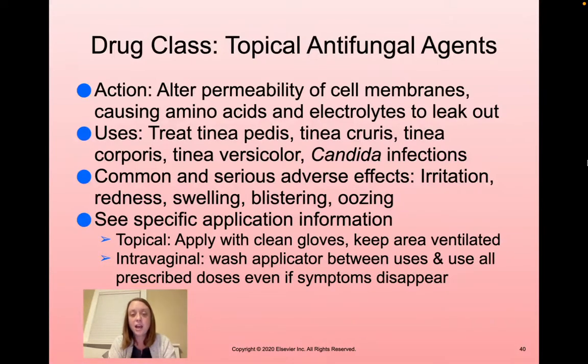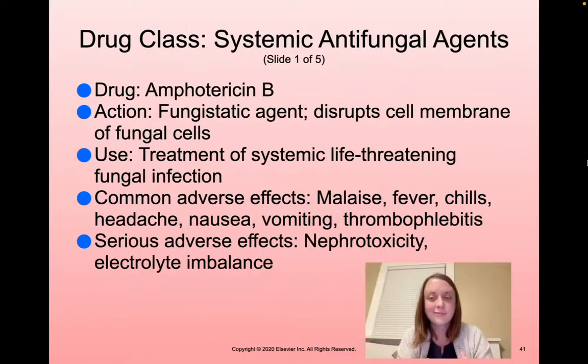And you need to be careful with how you apply it. Topically, you need to make sure you're using clean gloves, washing your hands before and after, and that way you're not spreading it around from spot to spot or to other patients or yourself. You also need to make sure you're keeping the area well ventilated. Cotton socks, cotton clothing, let things air out as much as possible. Then for intravaginal application, make sure the applicator is washed with soap and water between uses. And every prescribed dose needs to be used even if the symptoms disappear so that we don't promote resistance to the drugs.